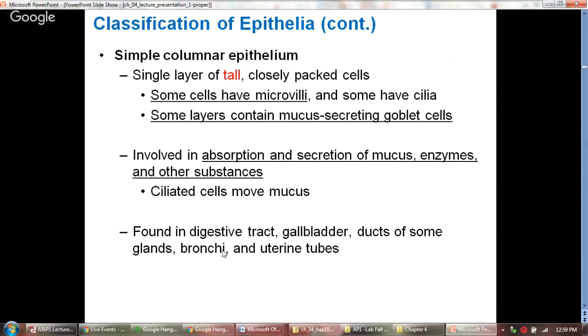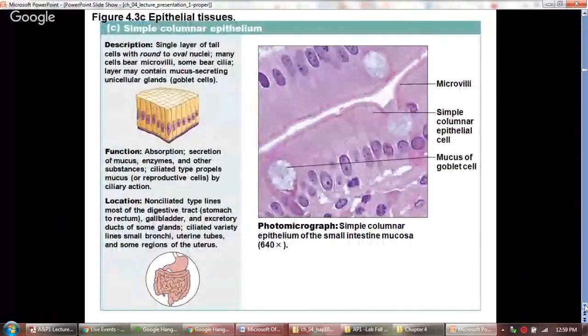So relate your function to the structure, and it will help you remember. For the digestive tract, microvilli help to absorb nutrients as the food passes through. The gallbladder is the same, for secretion purposes and for mucus purposes.